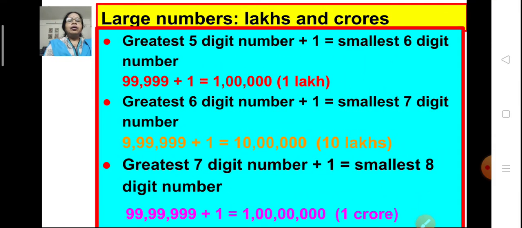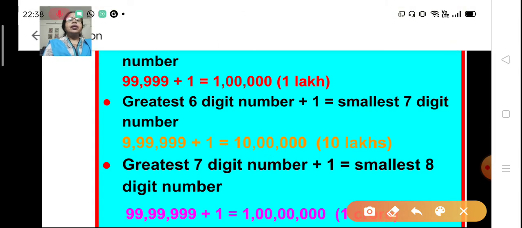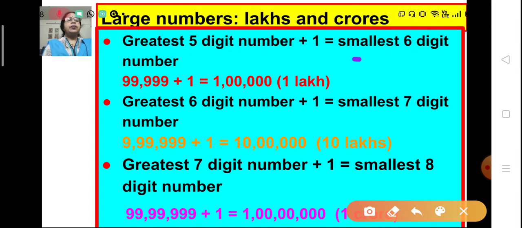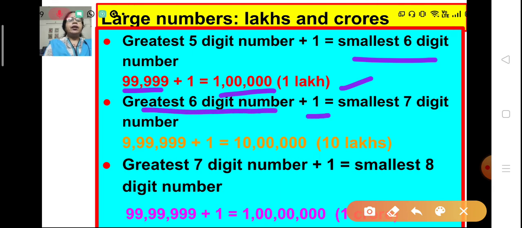Now, we will also discuss the numbers in lakhs and crores. So, when we add 1 to the greatest 5-digit number, then we get the smallest 6-digit number, isn't it? That means 99,999 plus 1 gives us 1 lakh. This is the smallest 6-digit number. And when the greatest 6-digit number has 1 added to it, we get the smallest 7-digit number.